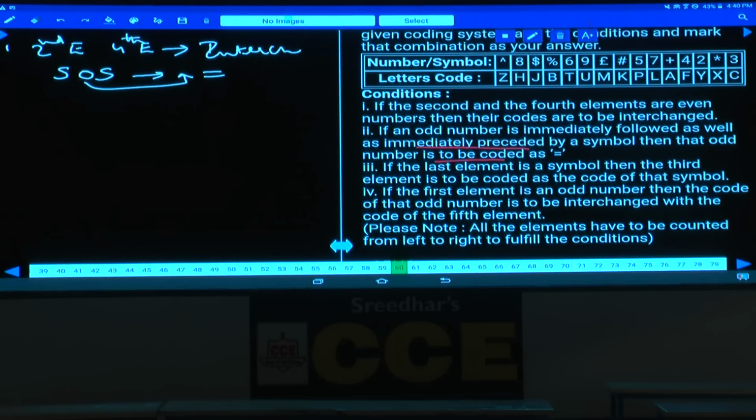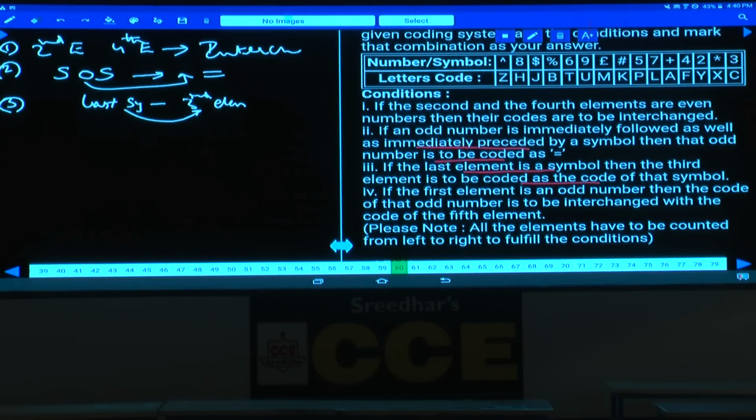Then condition number 3. If the last element is a symbol, then the third element is to be coded as the code of that symbol. The third element should be coded as the code of this symbol.